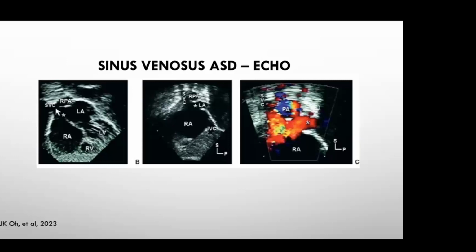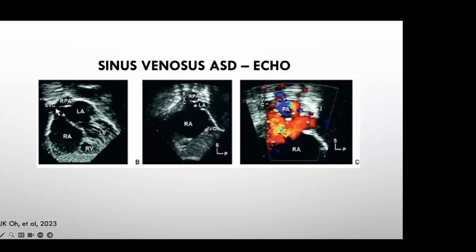So these are some still images. It's often very difficult to see sinus venosus ASDs on TTE, but sometimes you can see them from subcostal views. Oftentimes you need a TEE in a patient with clinical suspicion of a sinus venosus ASD, because of right chamber enlargement and perhaps a positive bubble study.